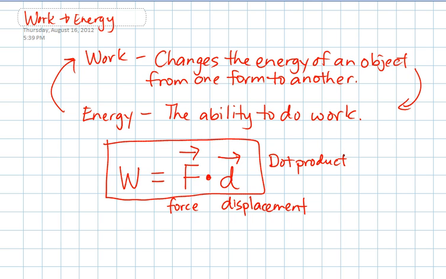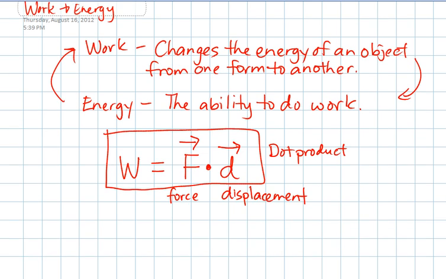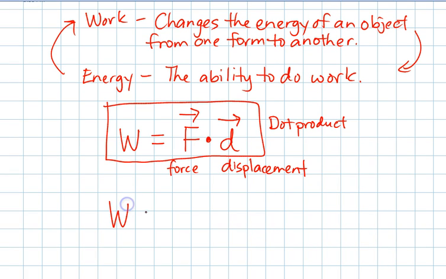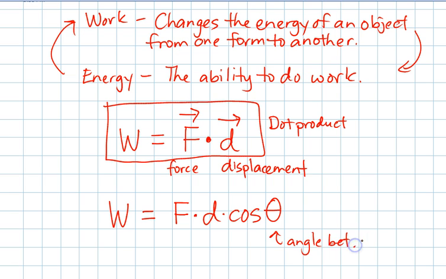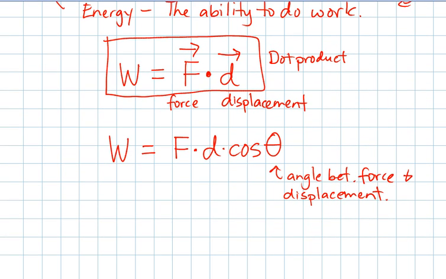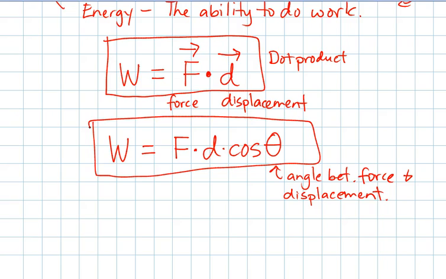But depending on your class, you may not learn about this so much. It's just as good to say that work is equal to the amount of force you have, the distance you move an object, and the cosine of the angle. And this is the angle between the force that you're applying and the displacement. So this is very useful, and a lot of people will use this equation when they explain work.